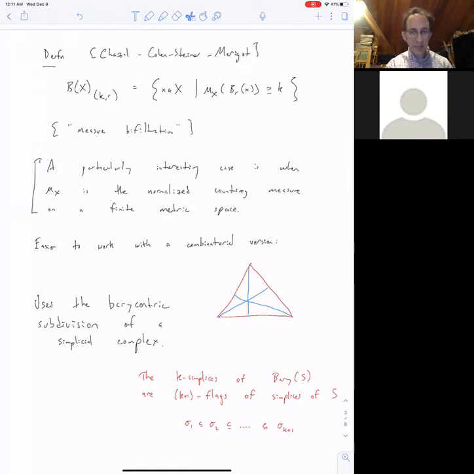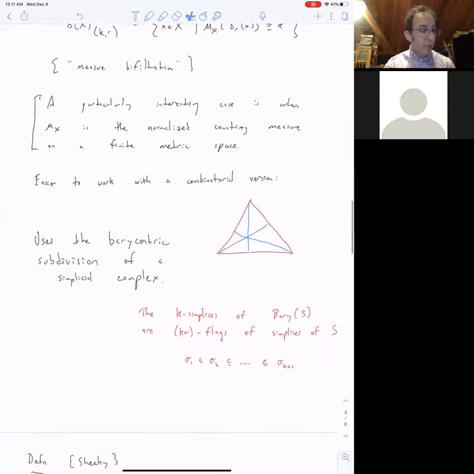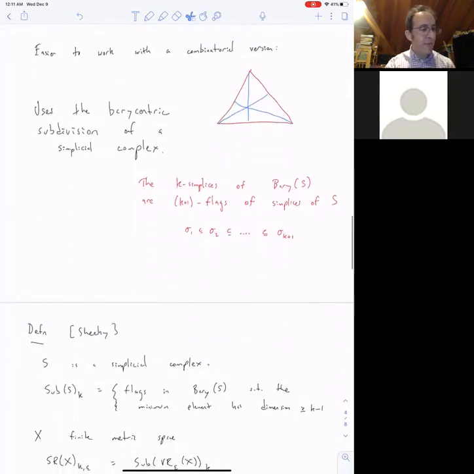And the particularly interesting case for finite metric spaces is when you take the measure to be the normalized counting measure, where the mass of a point is 1 over the number of points, basically. It's easier to work with a combinatorial version of this. And for this, we use the idea of the barycentric subdivision of a simplicial complex. So there's a picture there of a triangle that's been barycentrically subdivided, where we've cut it into 6 smaller triangles.